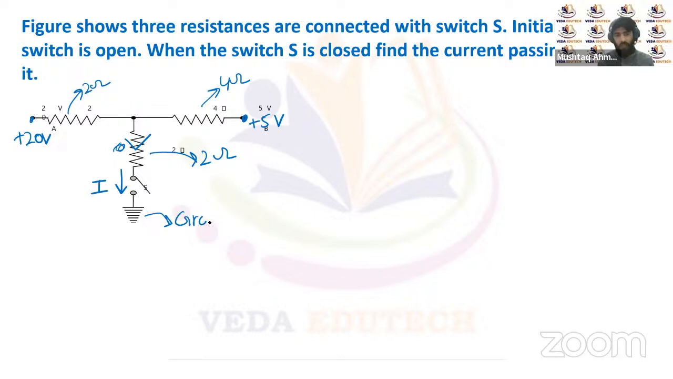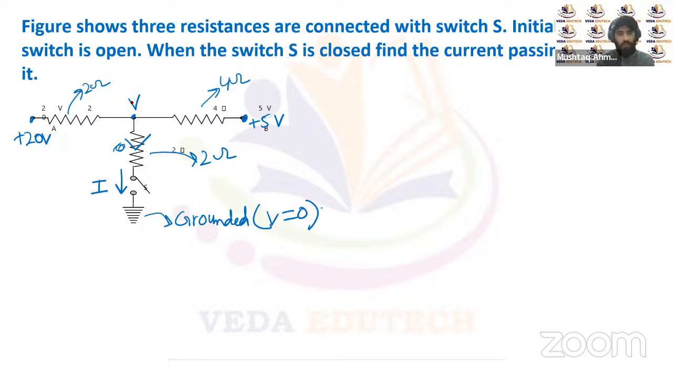If it is grounded, its potential here is equal to 0. For the ground, the potential has to be taken equal to 0. So to find the current through this switch, if we know the potential at this point, then we'll know the potential difference between this end and this end. Then we'll be able to calculate the current through this 2 ohm resistor, or the current through this switch as well. So let's try to find this potential first.